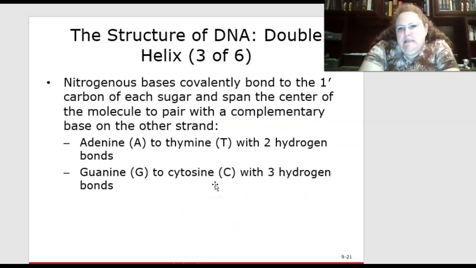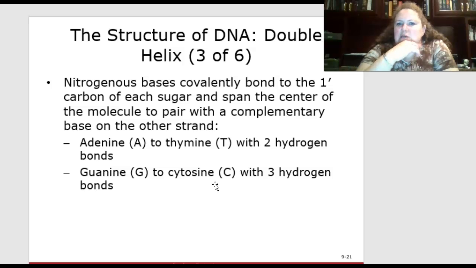Well, nitrogenous bases covalently bond to the number 1 prime carbon on each sugar, and then they span the center of the molecule to pair with a complementary base on the other strand. So you have to remember that A will always bind with T, C always binds with G. So A, T, C, G.